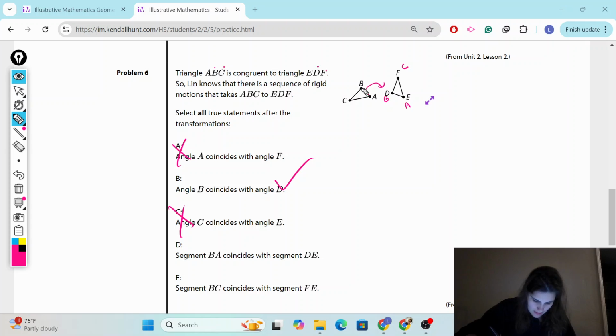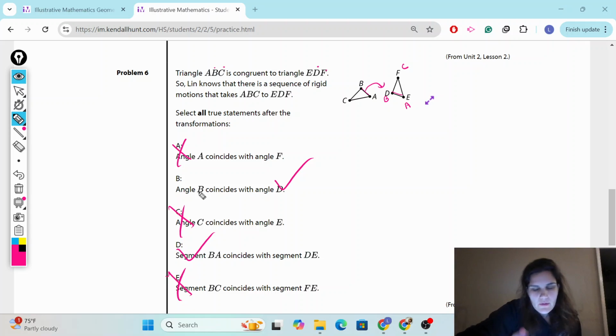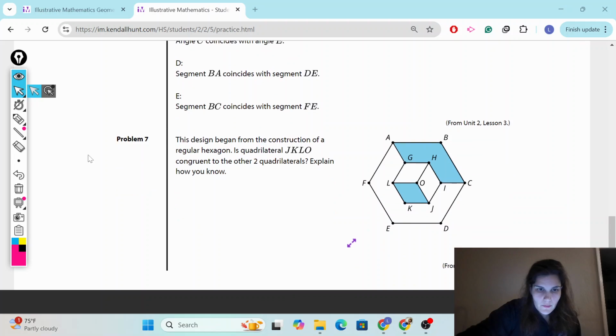Segment BA, does it correspond with DE? BA, DE, yep. And then does segment BC correspond with FE? No, BC corresponds with DF. So this is incorrect. All right, if you're having a hard time, I recommend you grab a sheet of tracing paper and try this out on your own.